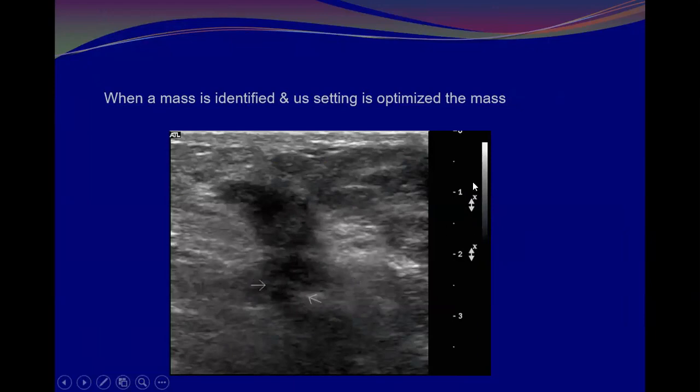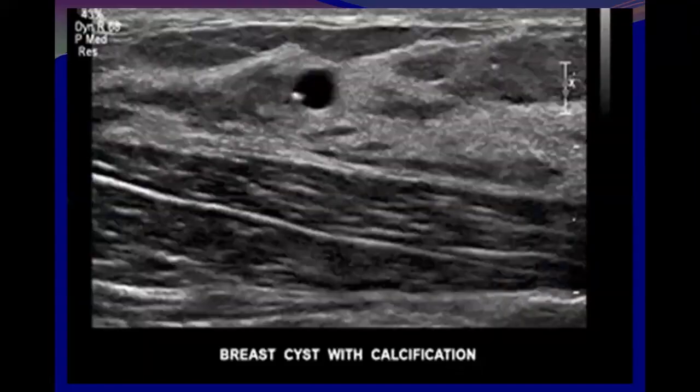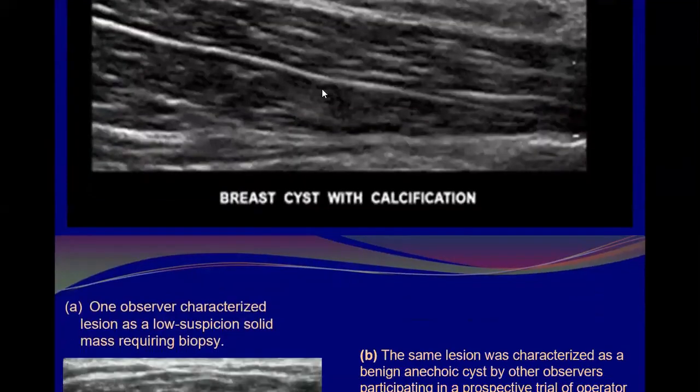We adjust the focal zone here, at the center of the lesion or the area of interest, and we could see the infiltration into the posterior muscles, which was proven surgically. And this example from the literature, a breast cyst with calcification, look how sharp it is and the calcification is very clear because of optimization of the focal zones at the center of the lesions.